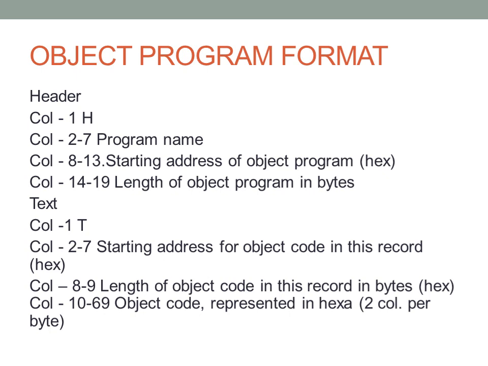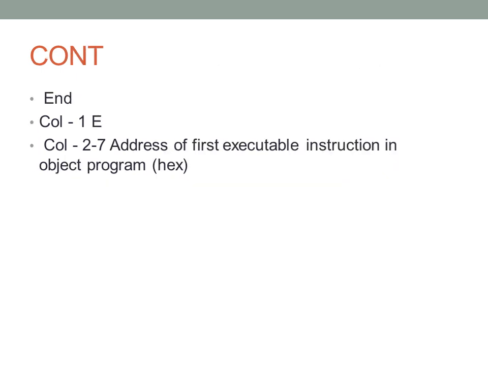Text: column 1 should be the T tag, columns 2 to 7 should be the starting address of the object code in this record. Columns 8 to 9, the length of the object code in this record in bytes. In columns 10 to 69, the object code represented in hexadecimal should be present. In the end record, column 1 should be the E tag, and columns 2 to 7 should be the address of the first executable instruction of the object program.